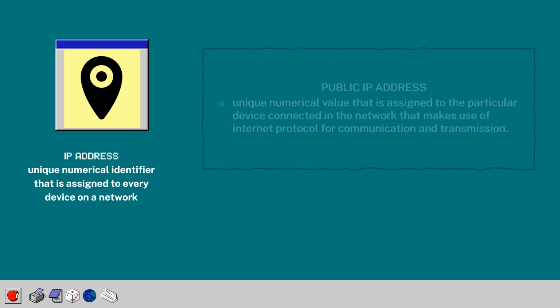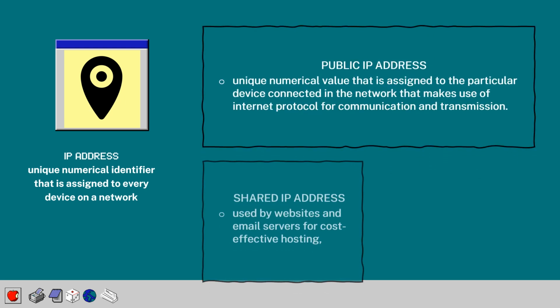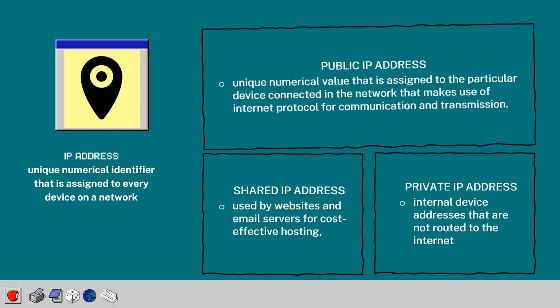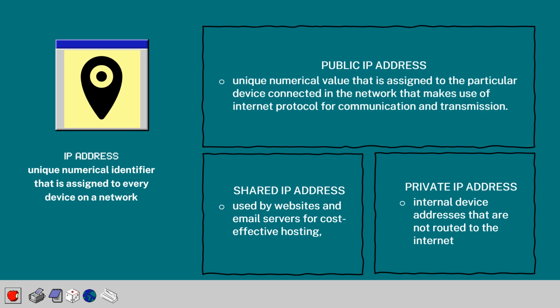Other than that, we also have IP address that can be defined as unique numerical identifier that assigned to every device on a network. So basically, IP address can be divided to 3 groups: public IP address, share IP address, and private IP address. Public IP address means that unique numerical value that is assigned to the particular device connected in the network that makes use of Internet protocol for communication and transmission. While share IP address is used by websites and email servers for cost-effective hosting. And lastly, private IP address is internal device addresses that are not routed to the Internet.